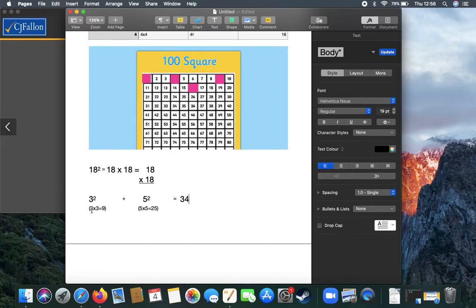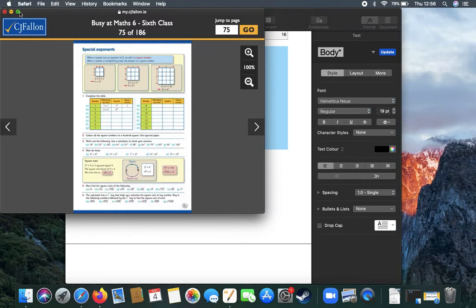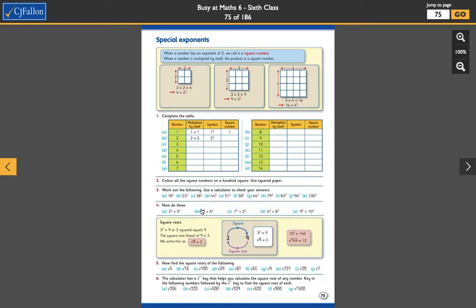3 to the power of 2 is just 3 by 3, which gives me 9. 5 to the power of 2 is 5 by 5, which is 25, and I add 9 and 25. And you'll do 4 by 4 plus 6 by 6, 7 by 7, and so on. So that's how exponents work: you're multiplying the base number by itself. An exponent of 2 means you multiply the base number by itself, which makes a square, 2 by 2.